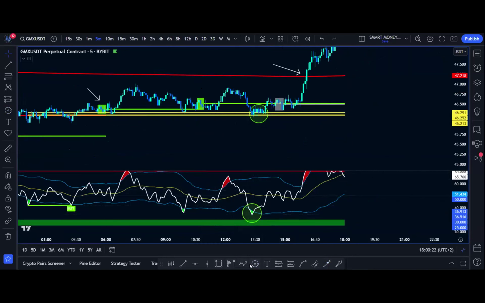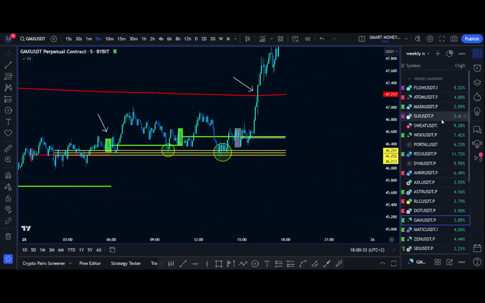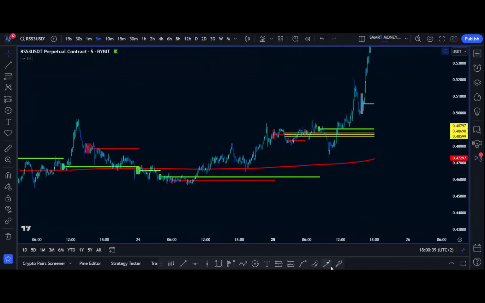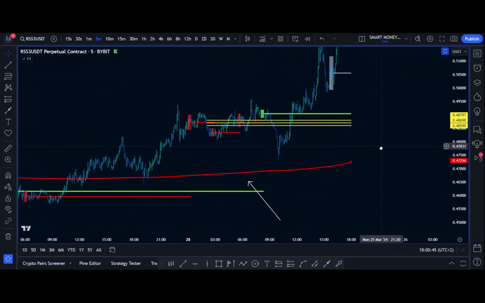Here was another one, another shark fin. But it was just barely underneath. So this one I wanted to show you over here, RSS. This one is different because price is starting above the EMA. So this is just something I've been testing with as well, just noticing the difference.